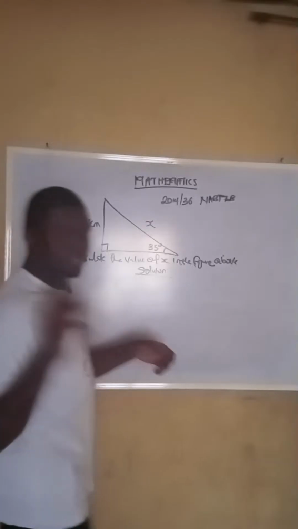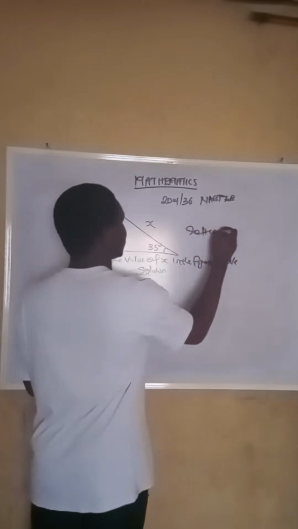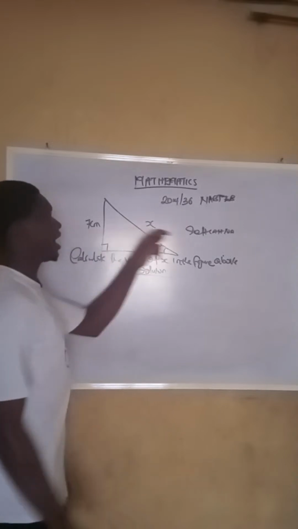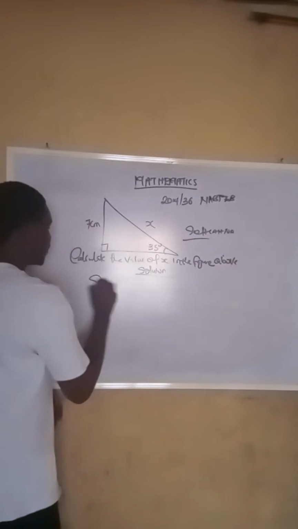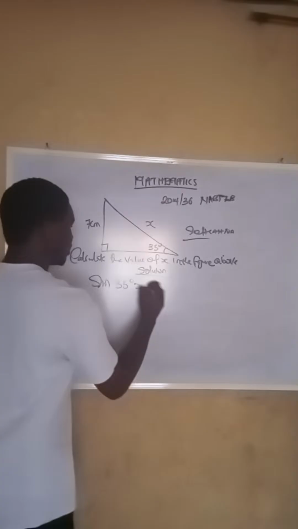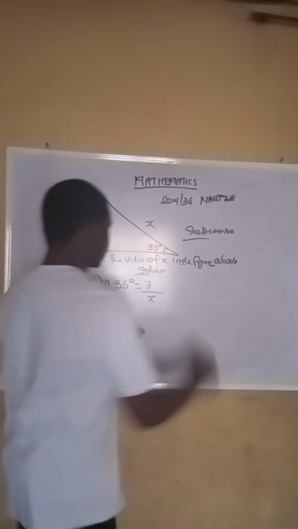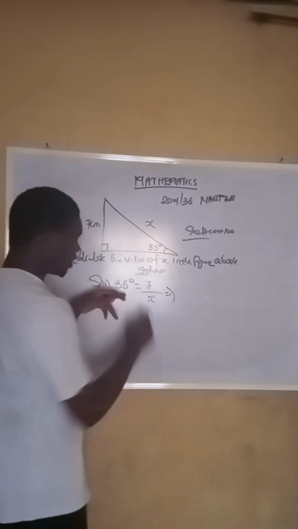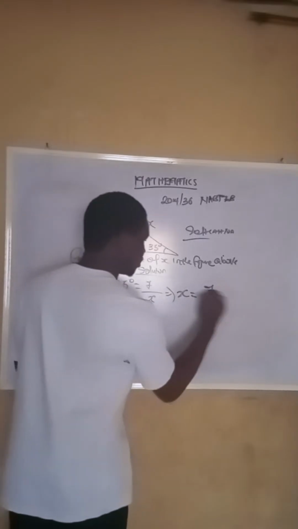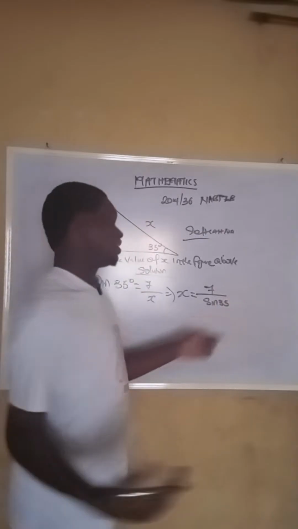You will use the abbreviation I gave you earlier, SOHCAHTOA. Because we have the opposite and the hypotenuse, which is sine. So we have sine 35 degrees equal to opposite, which is 7, over the hypotenuse x. Making x the subject of the formula, they will swap. So x is equal to 7 divided by sine 35 degrees.